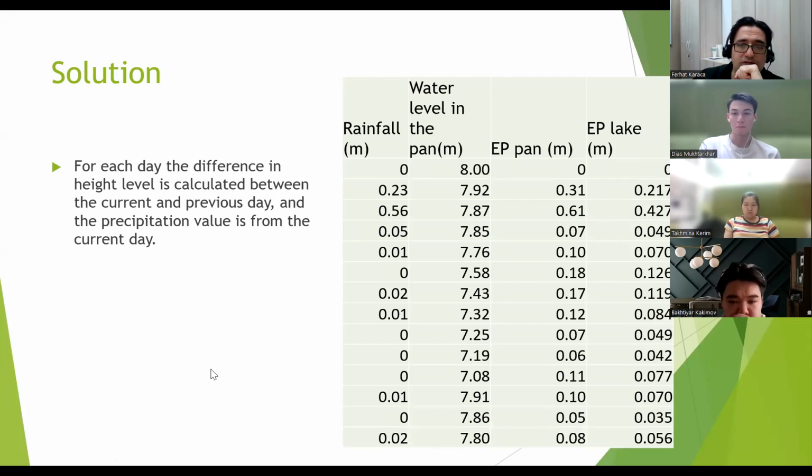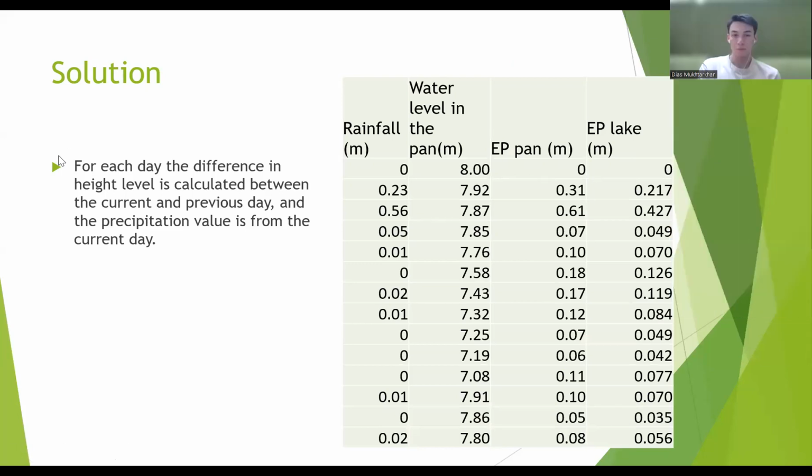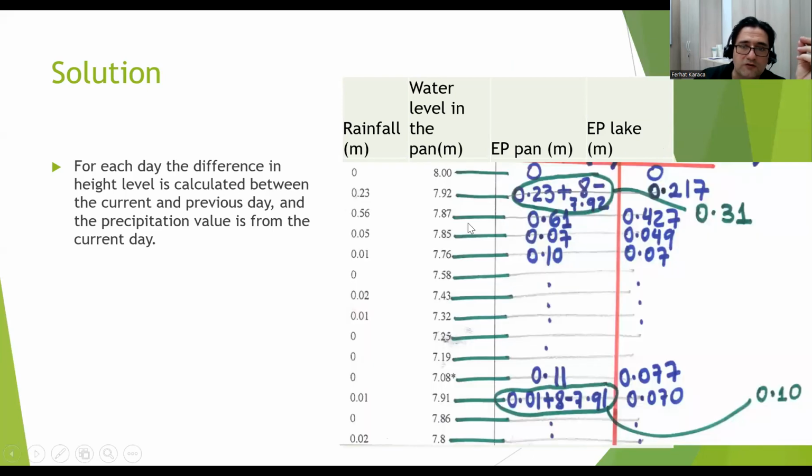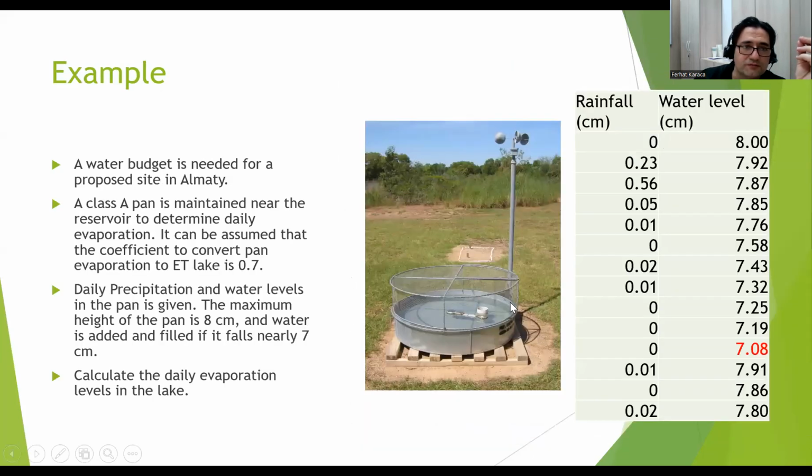Okay, you may see here the evaporation amounts calculated, and these are the evaporation amounts for the lake calculated. Now you learned how to calculate the evaporation rates by using the data and by using the equipment like a kind of pan in the field.